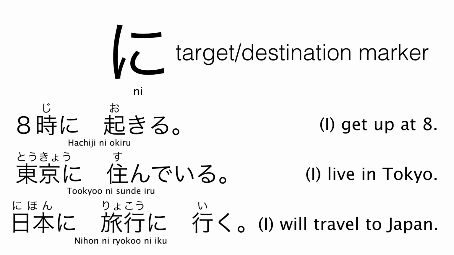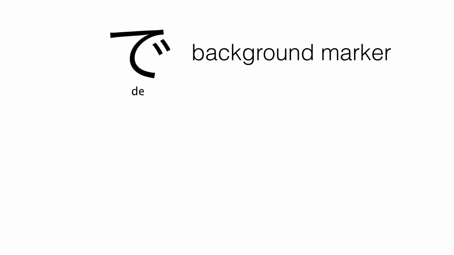Next, we're going to look at で. The で particle, or the background marker, marks the background information behind your action. Therefore, it can mark the place where a certain action or event takes place, or sometimes the tool or means through which you do a certain action, or sometimes it can mark a chronological background or a time frame during which a certain action is done.